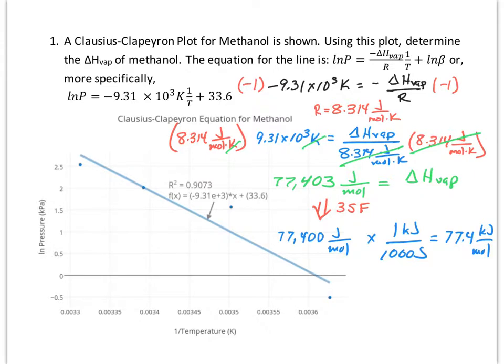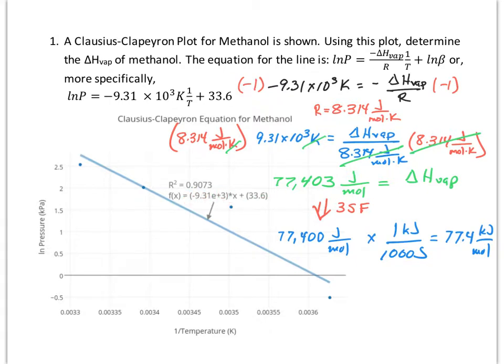Okay, so here's another plot that we can evaluate, right? So a Clausius-Clapeyron equation is used to plot the natural log of the pressure. Note here it's in kilopascals versus the 1 over the temperature, right? We've got some points. There's a best fit line through it. And in the best fit line, it gives us an equation with a slope.